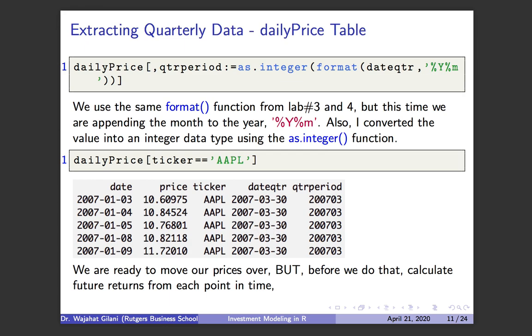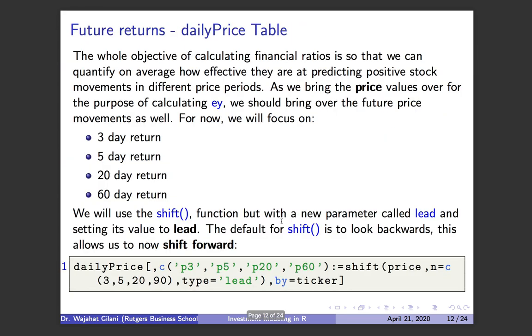Okay, so now we're here and we're ready to bring our fundamental data over. We're going to do some analysis here now. We want to see how good EY is at predicting future returns. We know it's not going to be that good from our lab 4, because that's not the purpose of EY. But we're introducing another ratio today, so we just want to have these future returns already there for us to analyze. So we want to calculate future returns for each point in time. What does that mean?